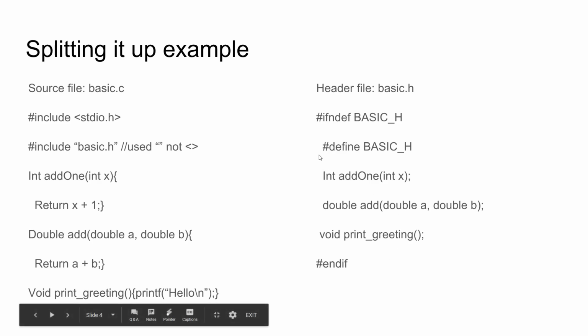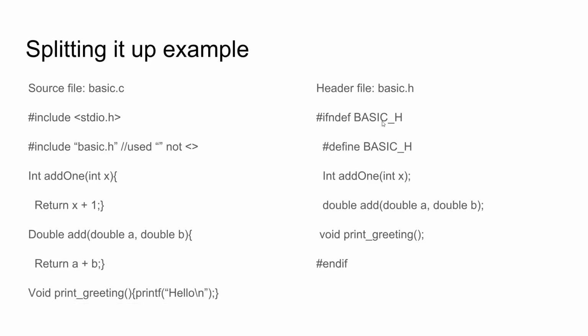So what the preprocessor is going to do is see, hey, has a symbol called basic_h been defined? If it hasn't, that's the #ifndef, not defined, it's going to look through the code that's beneath. So we'll define basic underscore h, and then we're going to put that code down there until the end of the if. So if we include this file once, fine. We're going to get this contents, add one, add, and then the print greeting.